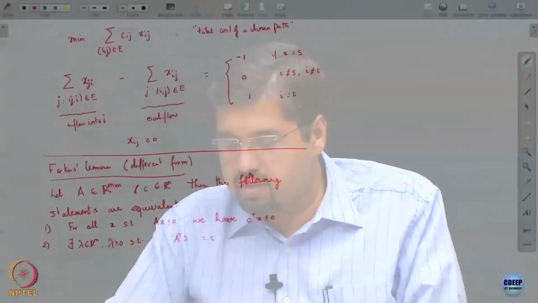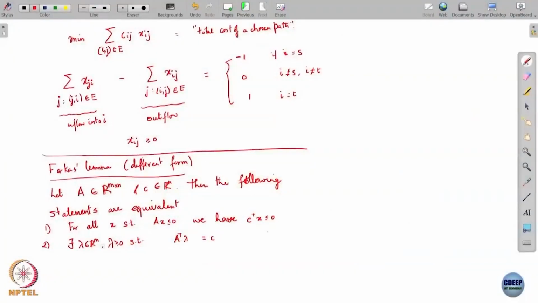So, if you look at the second statement, what it is saying is that C is present in the cone generated by the columns of A transpose. So, you can always find a conic combination of the columns of A transpose such that that conic combination equals C. Right. The first statement says something completely different. It says that whenever A x is less than or equal to 0, it has to be that C transpose x is also less than or equal to 0.